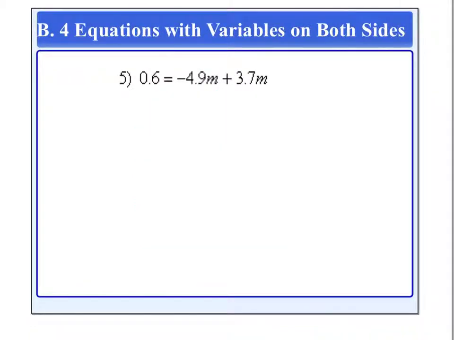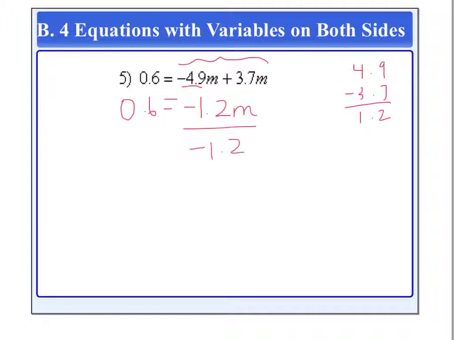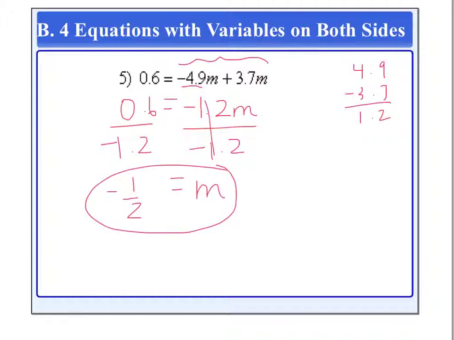This next one, we have to go ahead and combine our like terms. If you notice on this side, there's stuff that we can combine together. I'm going to do 4.9 minus 3.7, which is going to give me 1.2. It's going to be a negative 1.2m because there are more negatives than positives, equals 0.6. Divide by negative 1.2, and negative 1/2 is equal to m. When you do that division, that's the answer that you come up with.